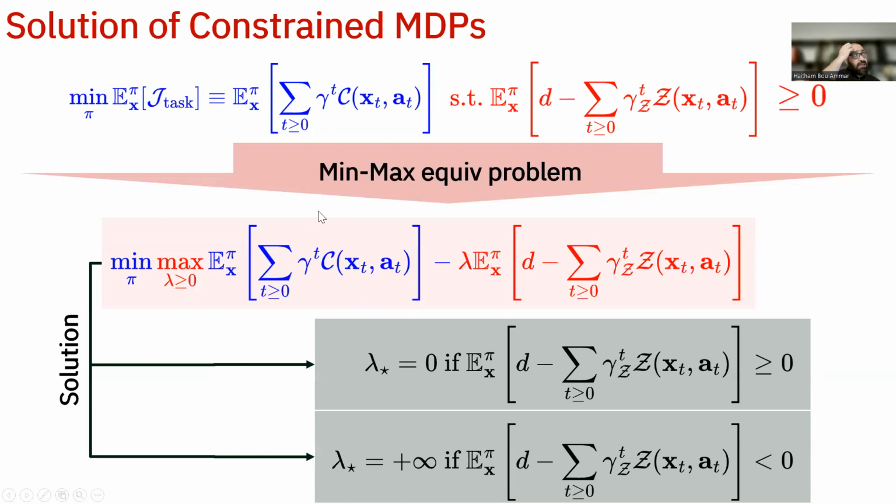And that's how constraint MDPs are typically solved. You would take this constraint problem, write it as a min-max problem, and then solve the corresponding problem, which will end up with an optimal solution for lambda, as I show you here.